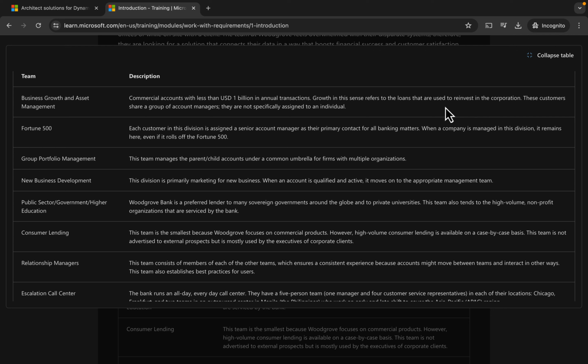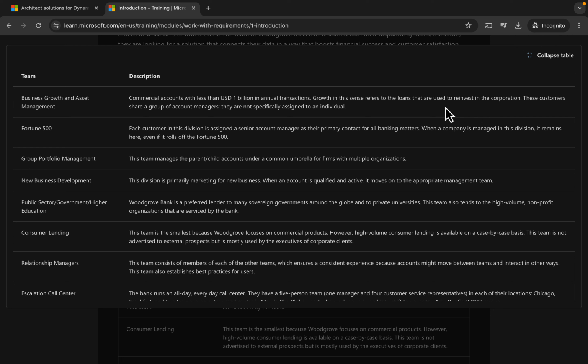Fortune 500. Each customer in this division is assigned a senior account manager as their primary contact for all banking matters. When a company is managed in this division, it remains here, even if it rolls off the Fortune 500. Group portfolio management. This team manages the parent-child accounts under a common umbrella for firms with multiple organizations. New business development. This division is primarily marketing for new business. When an account is qualified and active, it moves on to the appropriate management team.